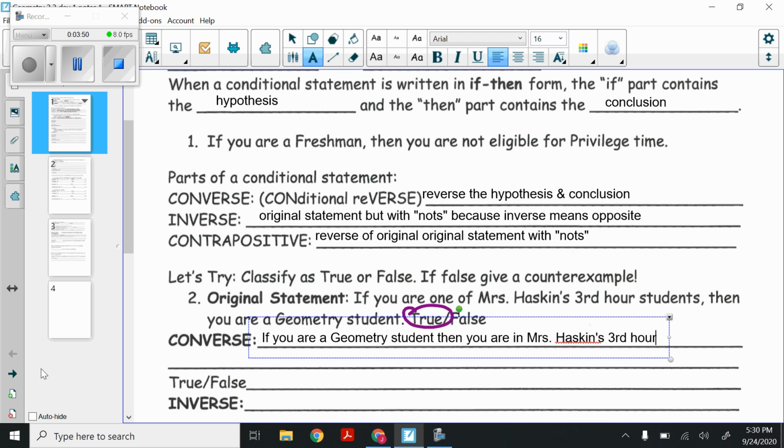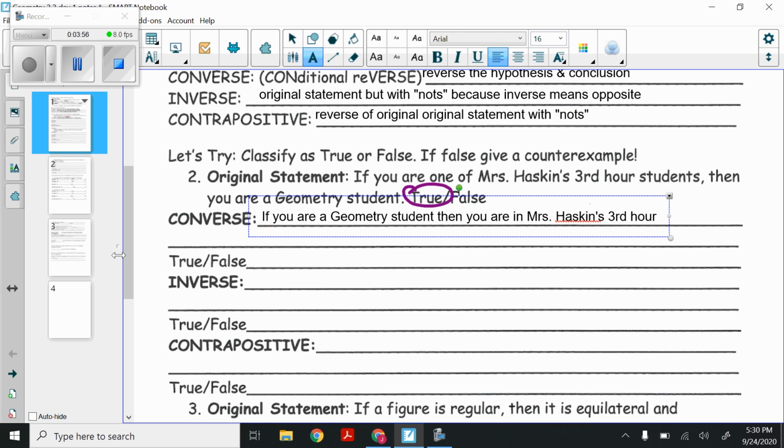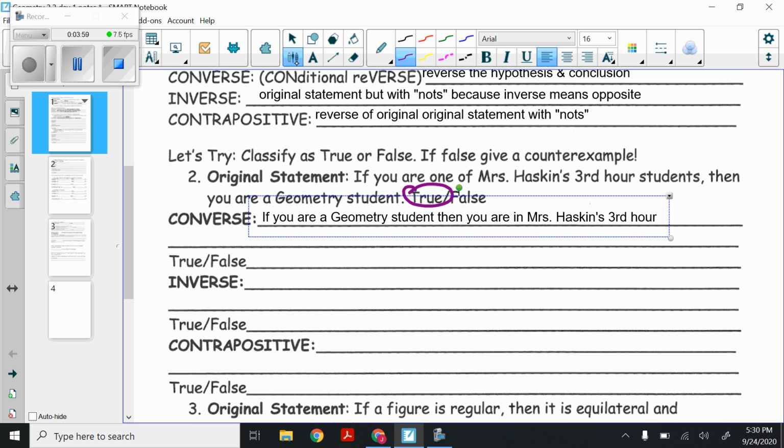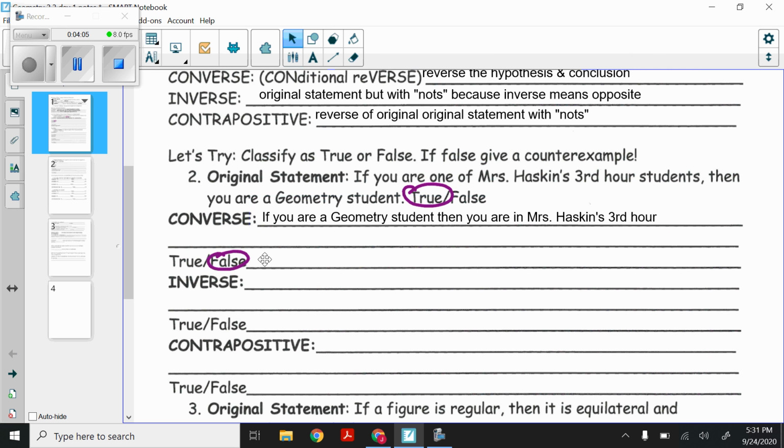We want to classify that as true or false. So if you're a geometry student, then you're in Ms. Haskins' third hour class, right? Well, we could say that that is false. Why is that false? Because I teach geometry first hour, second hour, third hour, sixth hour, and eighth hour. So a counterexample would simply be, you're in geometry in first hour.